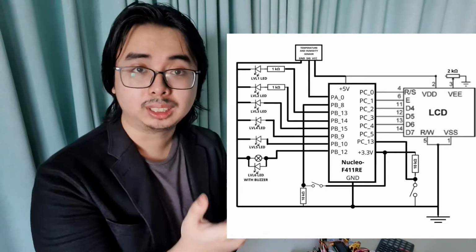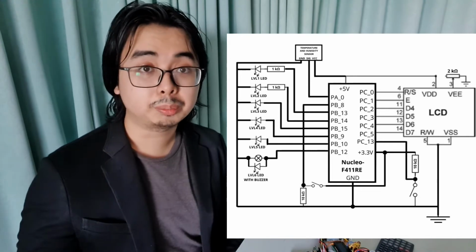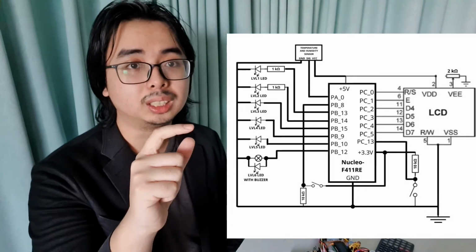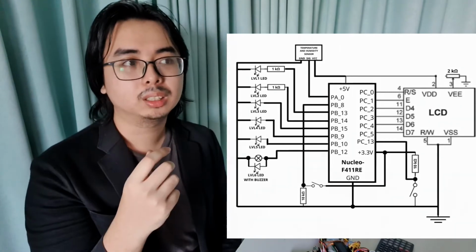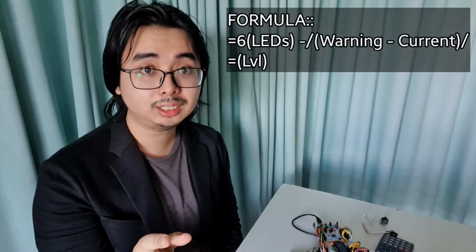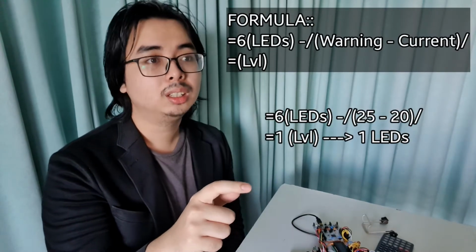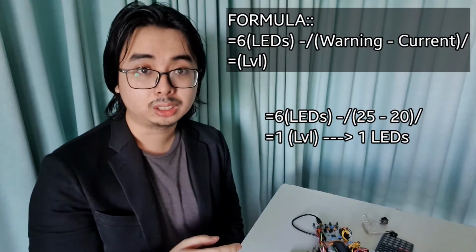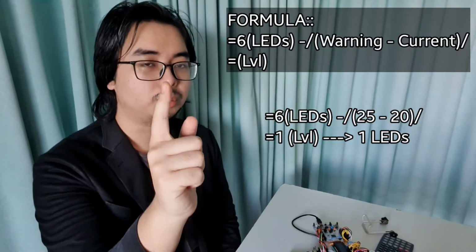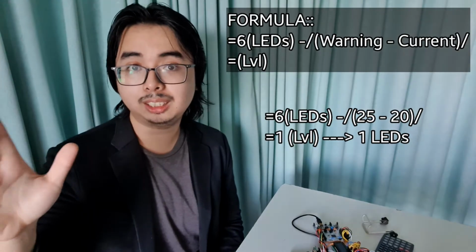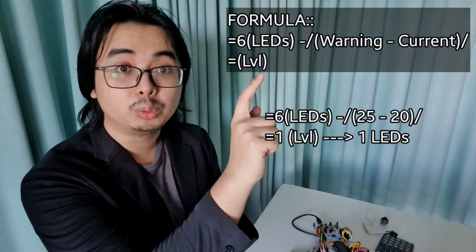What is the point of all of these LEDs? Well, it is just a warning to the user of how close the current temperature or humidity is to the user input value. For example, let's say the current temperature is 20 degrees Celsius and the temperature that the user inputs is 25 degrees Celsius. How do we know which LED will turn on? 25 minus 20 is 5, right? There are 6 LEDs, 6 minus 5 is 1. So the level 1 LED will turn on.